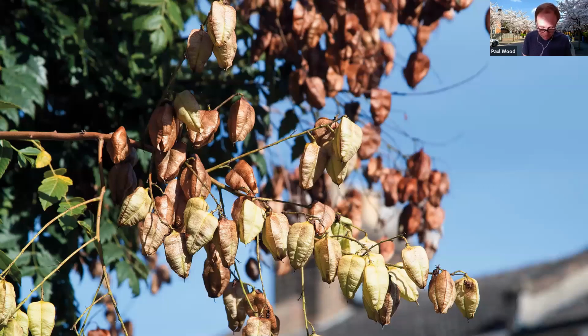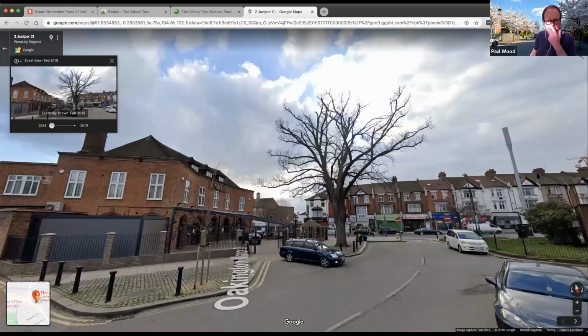If you go to Wembley for any sports fixtures, you may well have seen this tree, if I can find it. So there it is. Unfortunately, I don't have any pictures of this, so we're going to have to make do with the Street View, but it's a really fascinating tree, this one. So I'm going to move back onto Street View, and we're going to have a look at the Wembley Elm. This is outside a pub called the Arch, and it's a very unusual type of elm.